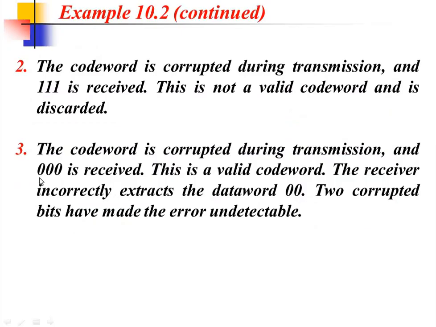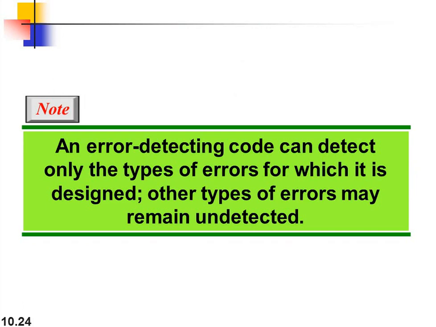So you have received 000, and even though the code is valid, the data received is not the correct one, because what you have transmitted is 10 and you have received 00. So two corrupted bits are undetectable in this scheme. So for that purpose we need to go for different techniques for detecting. An error detecting code can detect only the typical type of errors for which it is designed, and errors beyond that cannot be detected.